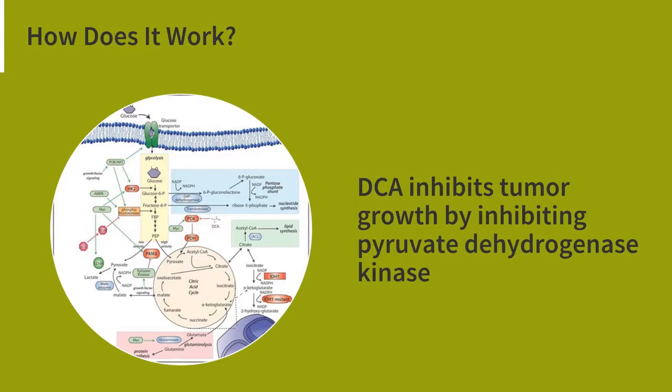DCA, dichloroacetate, works to inhibit tumor growth by inhibiting the pyruvate dehydrogenase kinase, which prevents the regeneration of NADP plus that these cells use in order to continue utilizing the glycolytic pathway to make ATP. By shutting this down, this effectively switches the metabolic pathway of the tumor cells from glycolysis to more of the oxidative phosphorylation, which then leads to inhibition of the tumor growth.